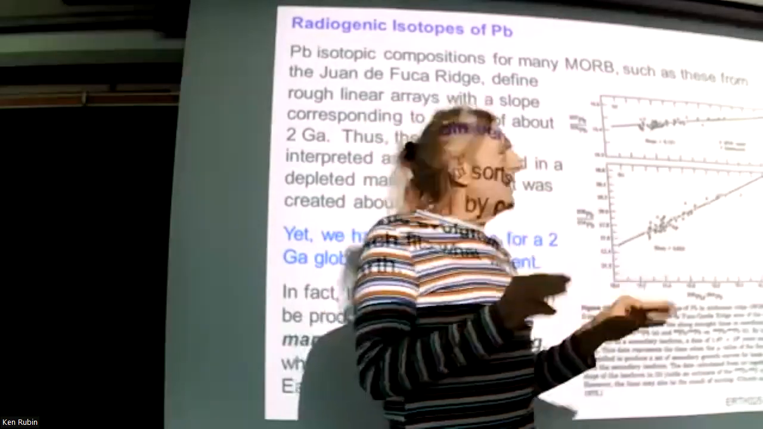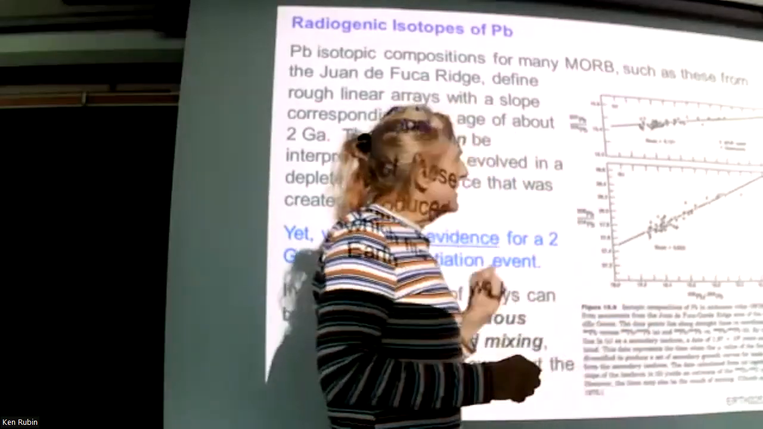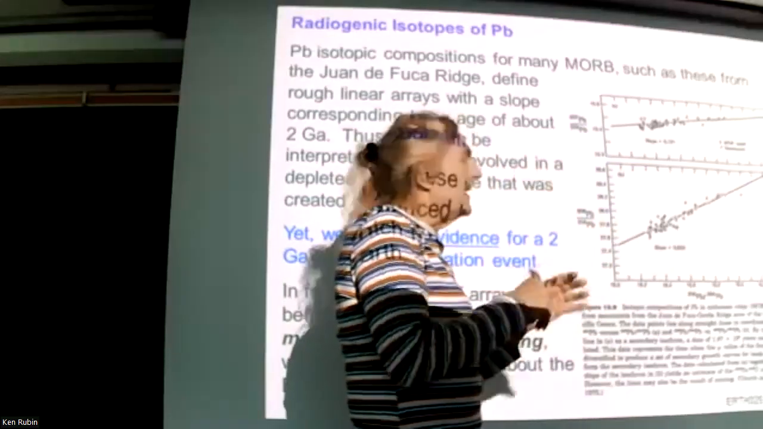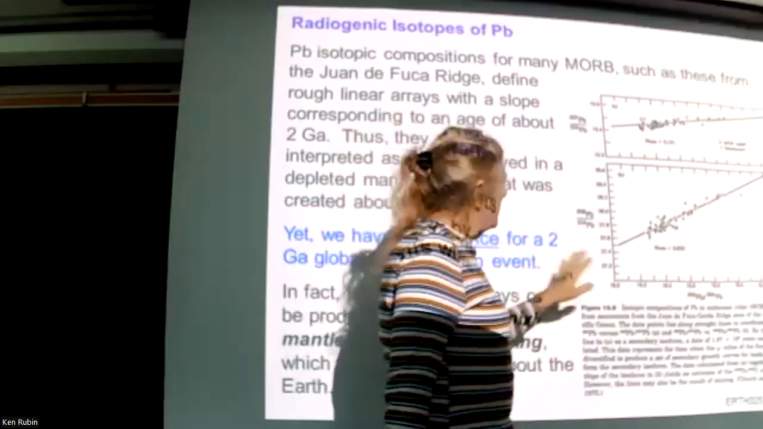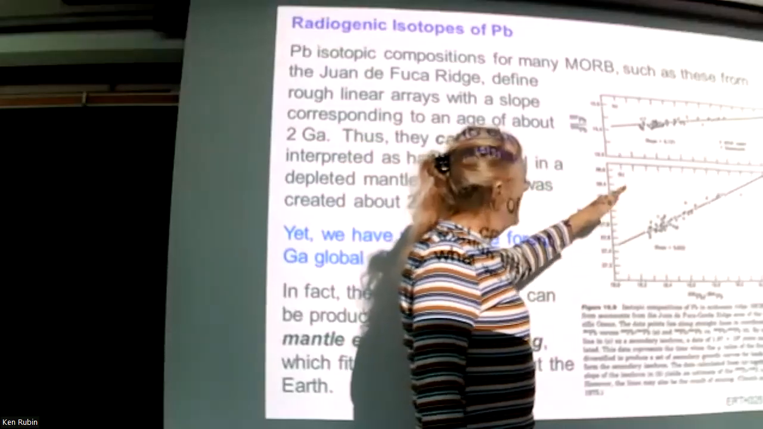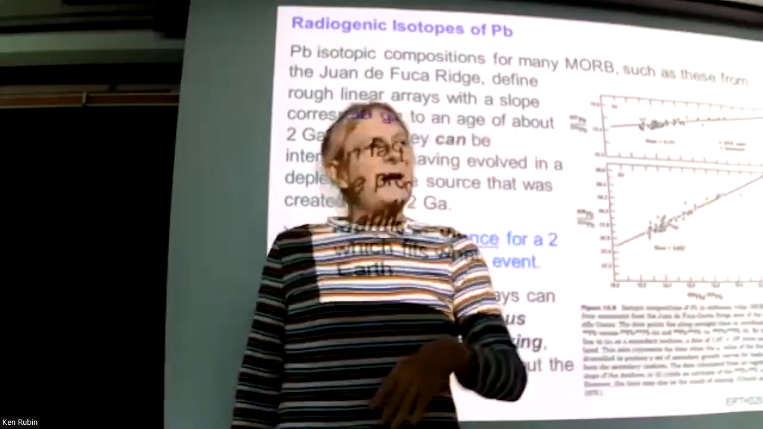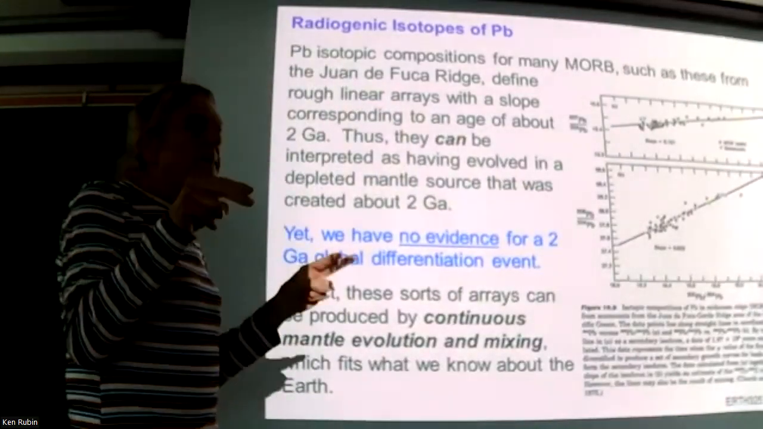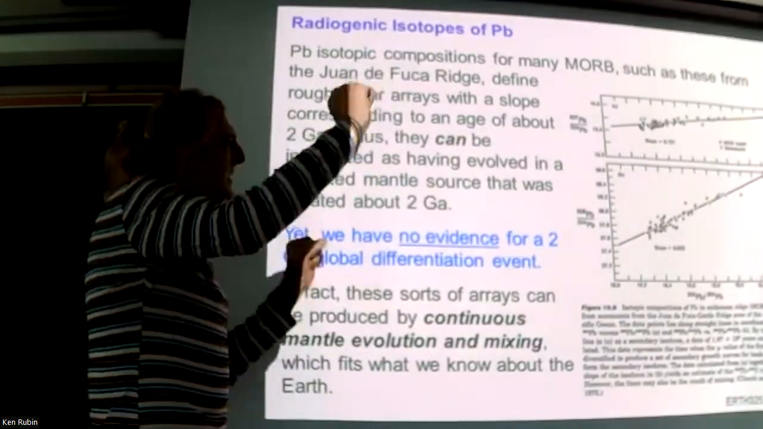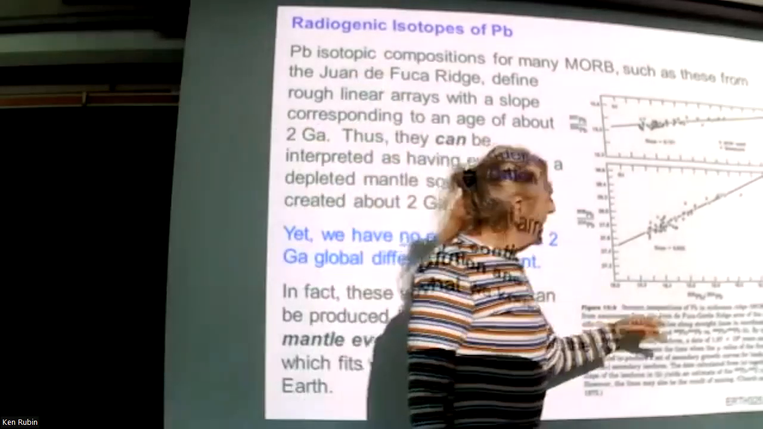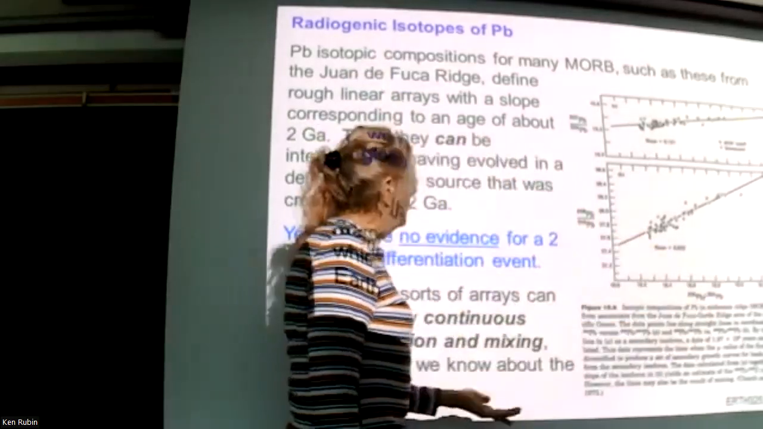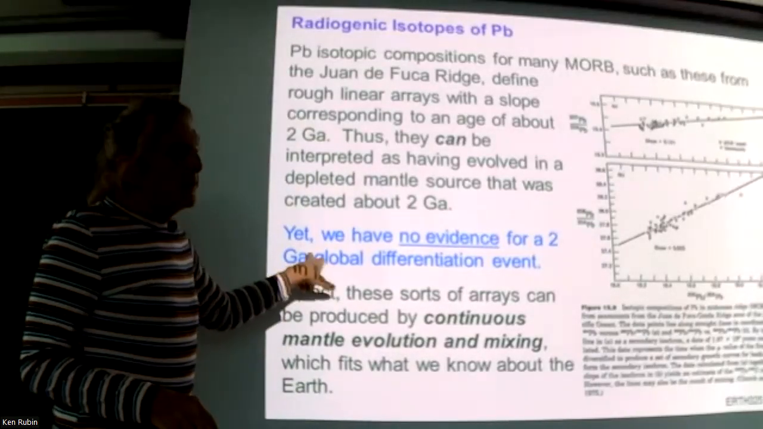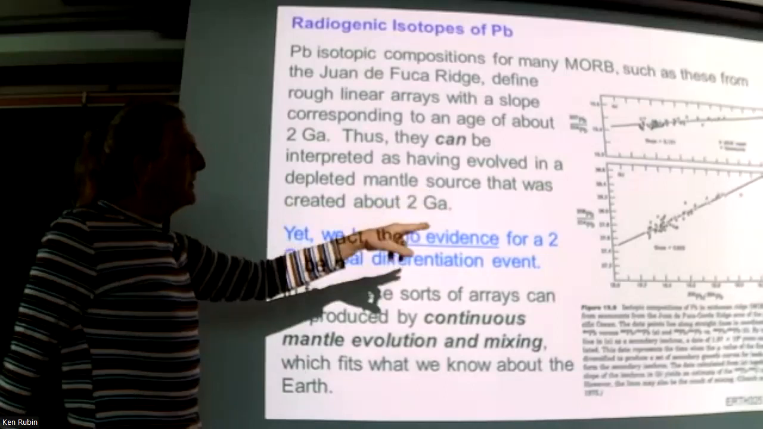It's a mix. These lines are mixing lines. They represent some mixture between very depleted mantle and less depleted stuff that's mixing back in. And the more data we have, the more we realize that they don't all conform to a single line as we might expect. But in any event, the line has no time significance. It's really just looking at mixture of materials with different compositions in this space. We'll talk about it more next time. So, we have no evidence for this 2 billion year global event that you get from these lines.